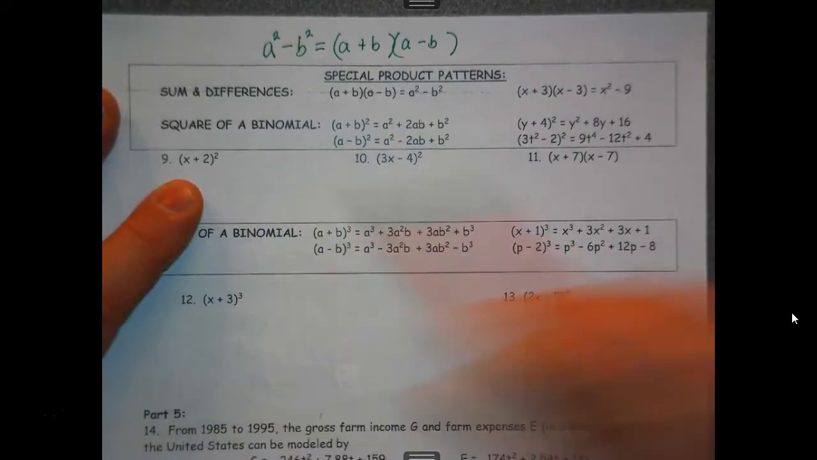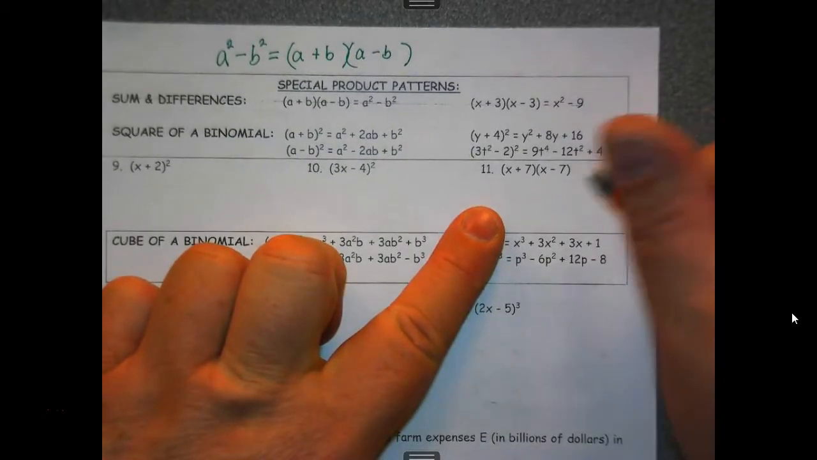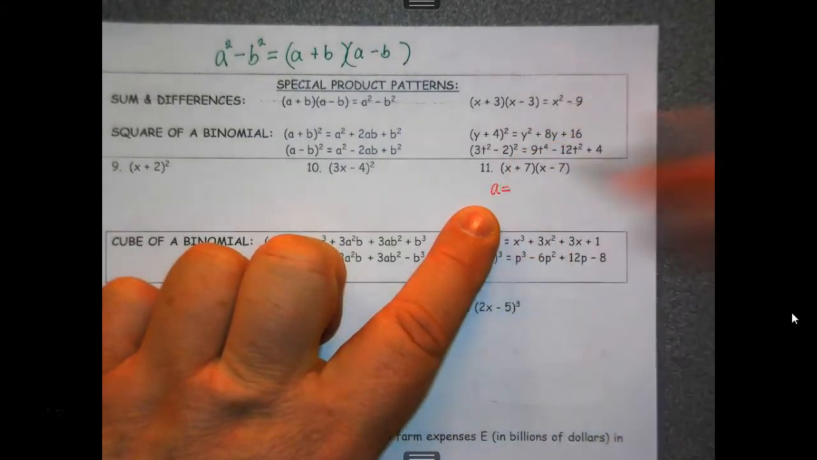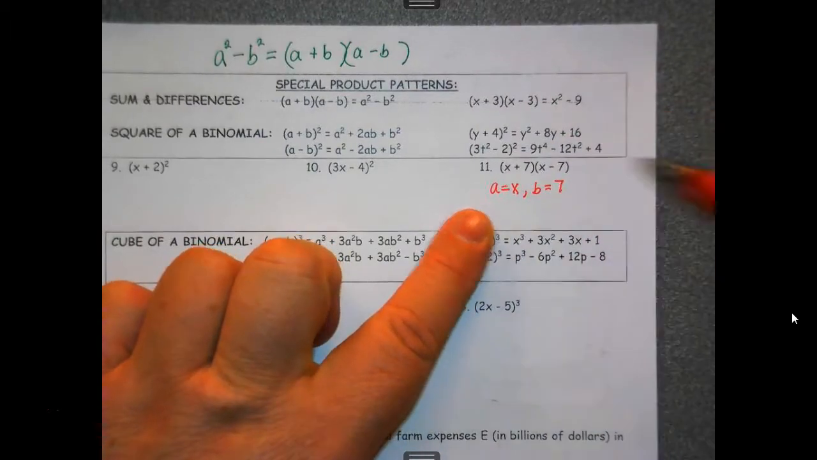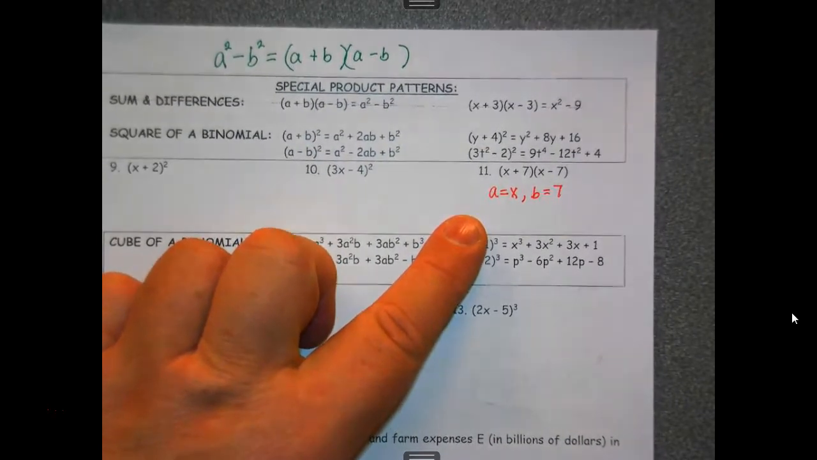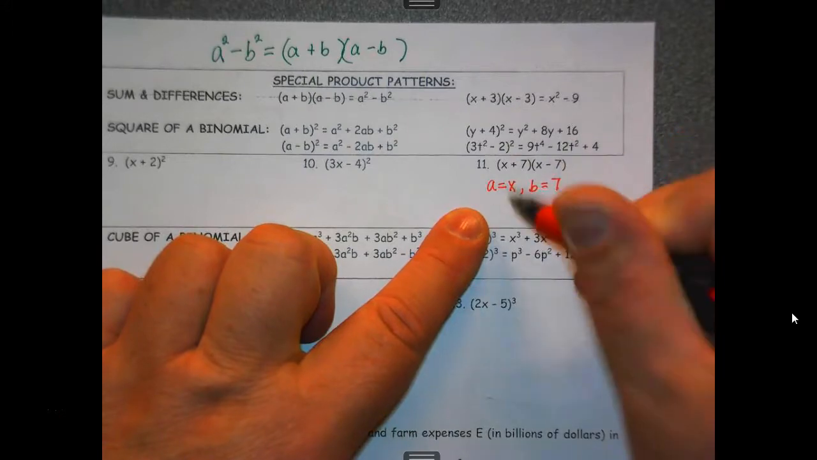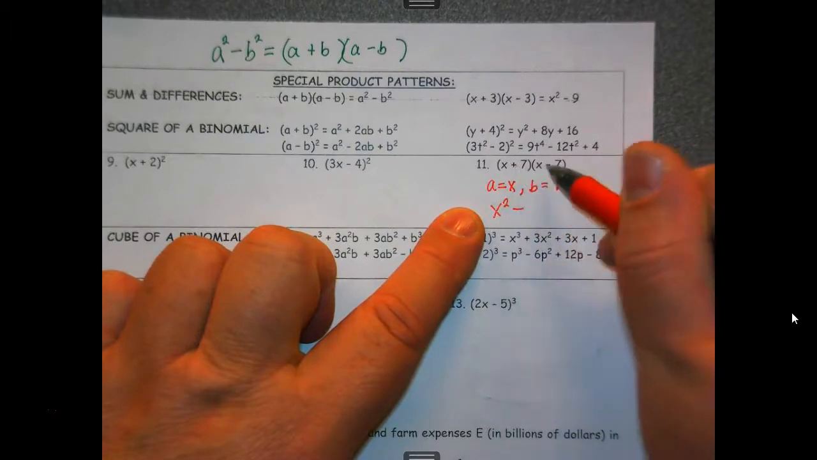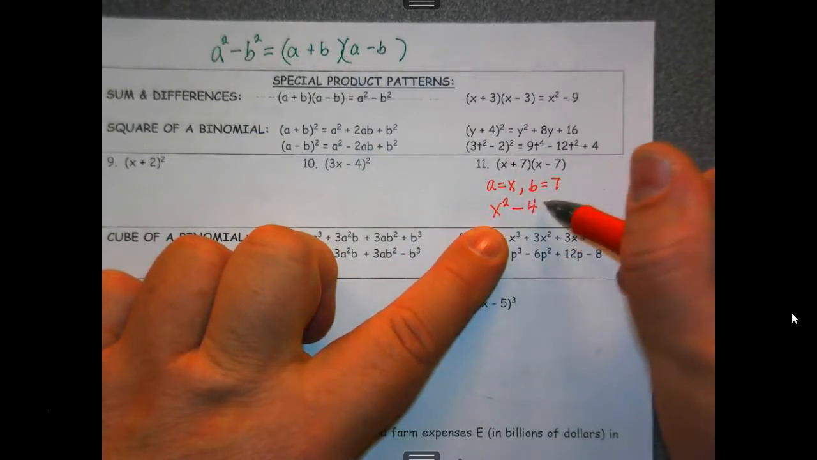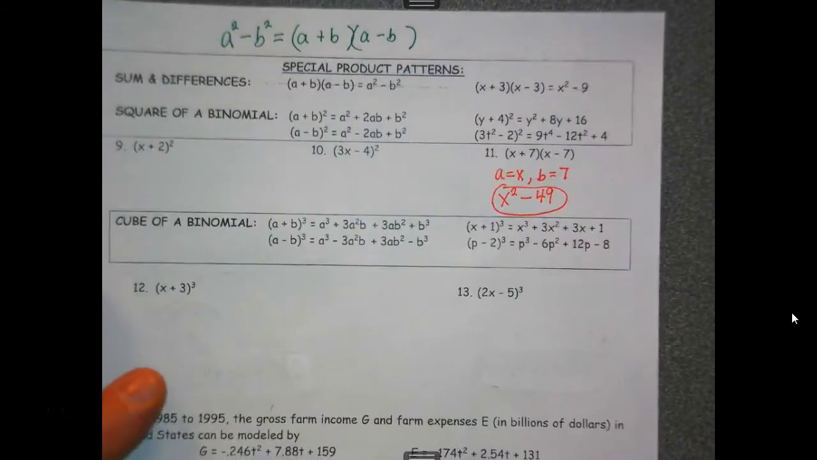Okay, so for instance, number 11, then you should know, right? What's my A here? X. And my B? 7. So my A plus B, A minus B happens to be A squared, which is X squared, minus, because there's a plus and a minus, 49, my B squared. That's my factor form, right? You guys should be used to that. We used it quite a bit last semester.